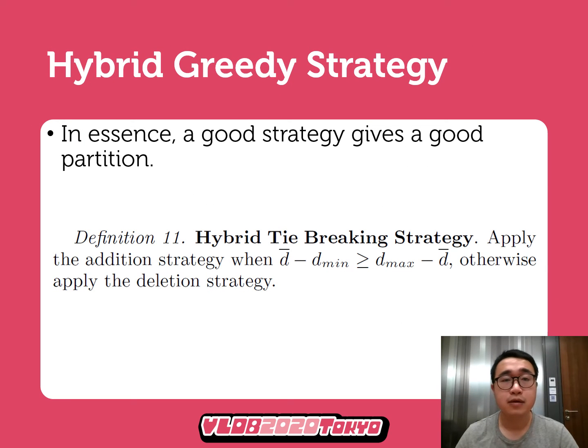In essence, a strategy has a good performance when it gives a good partition. In other words, the gap between the chosen vertices and the others is large. Based on this point, we propose a hybrid strategy. If the average degree is closer to the maximum degree, the scheduler will choose to apply vertex addition strategy to add the lowest degree vertex into the solution set. Otherwise, apply the vertex deletion strategy to discard the highest degree vertex.